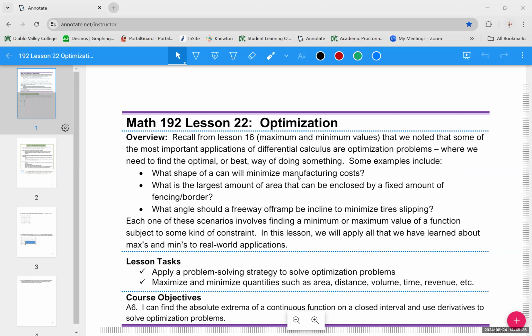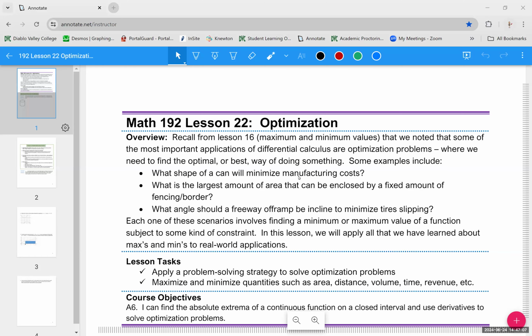So examples could be what shape of a can will minimize manufacturing costs, any kinds of minimizing materials and costs for businesses, or even safety issues like what angle should a freeway off ramp be inclined to minimize tires slipping. So there's all kinds of different engineering feats, from civil engineering to manufacturing or mechanical engineering, that would all require finding answers to these types of questions.